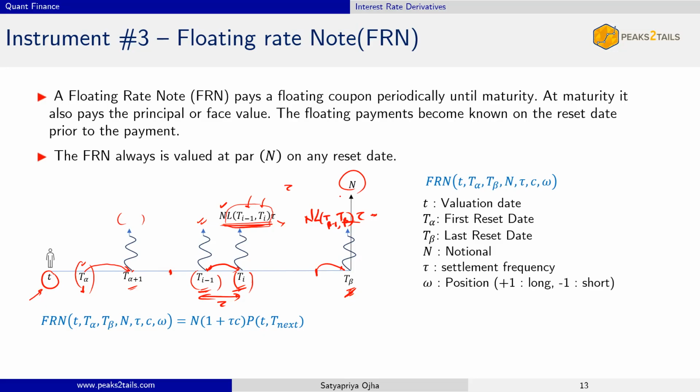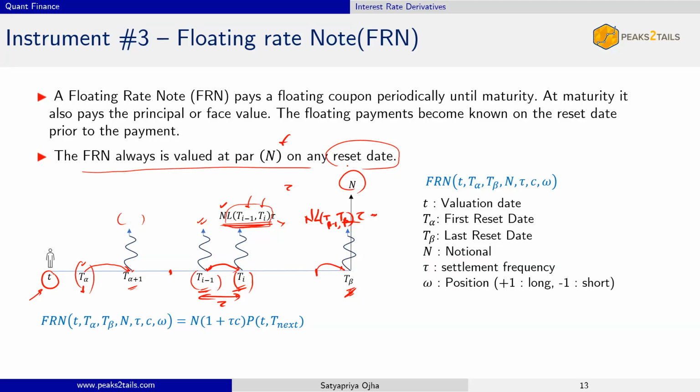The instrument looks complicated because a lot of random quantities are there. However, for an FRN or floating rate note, the PV is always equal to notional on any reset date. And that is a very useful result.